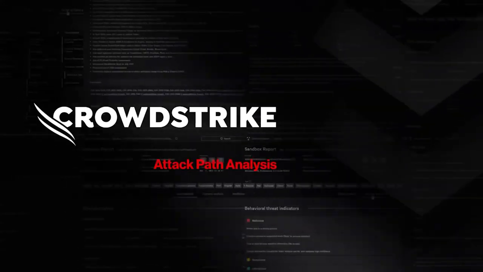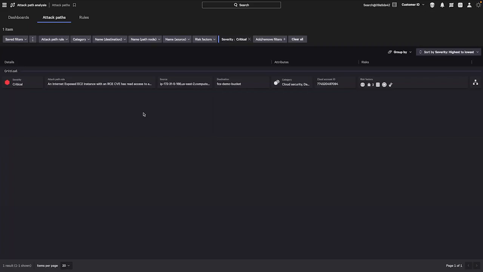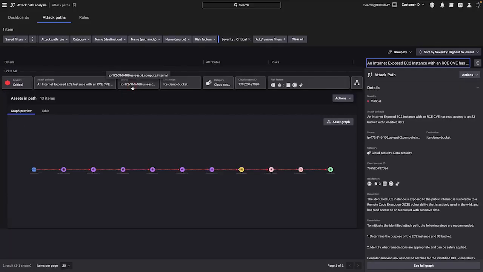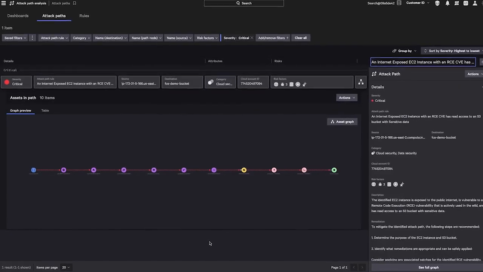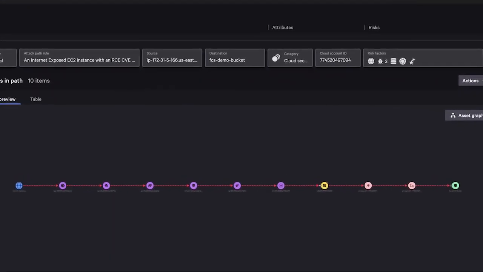CrowdStrike presents Attack Path Analysis. The Attack Path dashboard enables you to address the highest risk attack paths and the most prevalent associated risks. When you click on a widget, you're taken to the Attack Paths table. The Attack Paths table enables you to identify and remediate risks an adversary can leverage to obtain access to a critical asset. You are able to visualize attack paths, making it easier to understand the connections between assets.